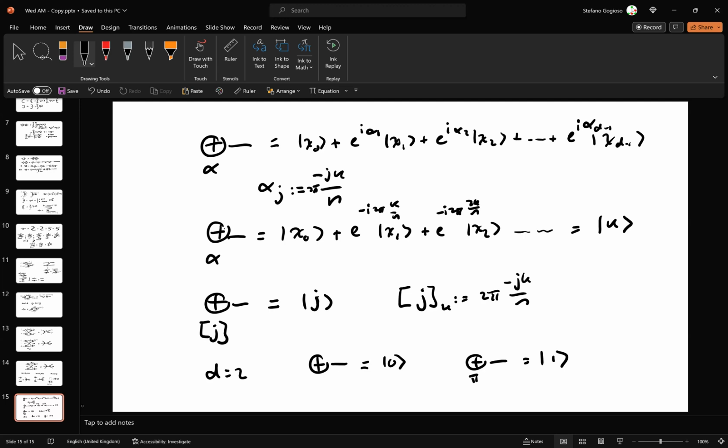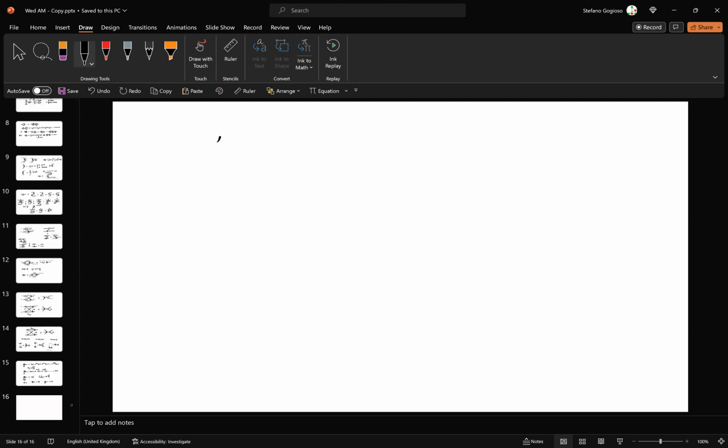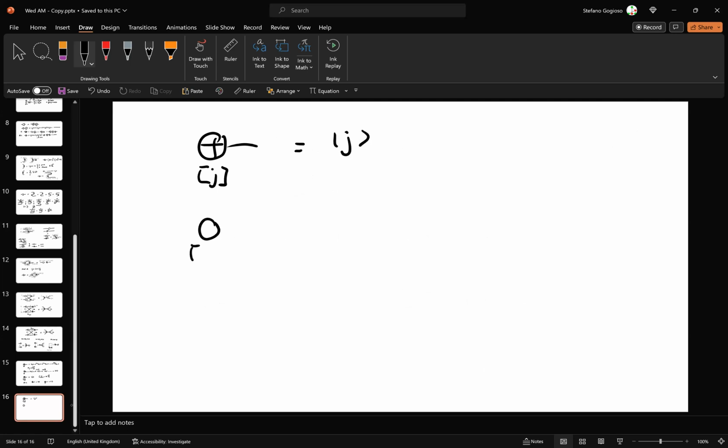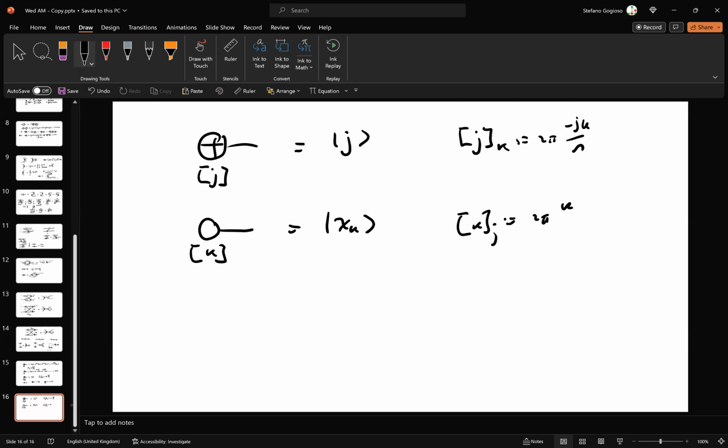In general, this is true, but you get more than one angle, and they have to be selected in such a way that they give you the inverse Fourier transform. And similarly for the X basis states, you have the direct transform. So this one is equal to j, and I'm going to have something similar for the Fourier basis ones, where again I define j of k to be 2 pi minus jk over n, and I define k of j to be 2 pi kj over n.